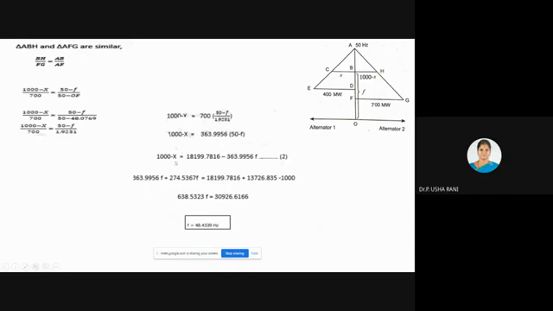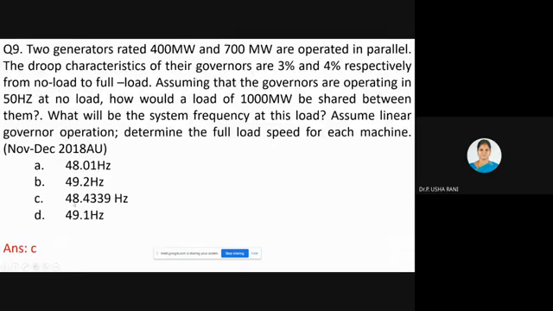So substitute your X value, that is, equation 1 into equation 2. If you simplify that equation, your final answer for frequency is 48.4339 hertz. So that is the height of OB, as the 1000 megawatt load shared by the two alternators at a frequency of 48.4339 hertz. This is the answer for the given question. They have given four options, and option C is the correct answer.